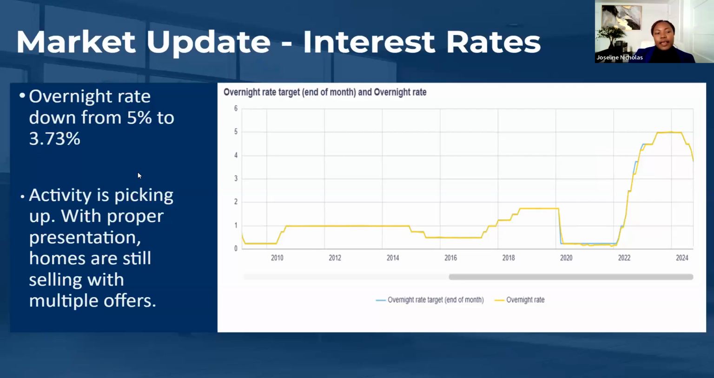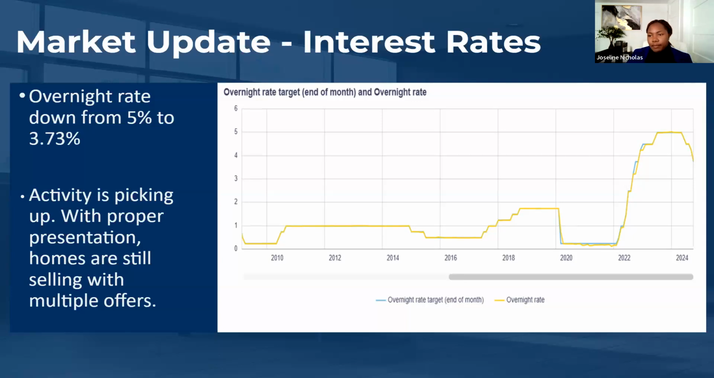And activity is picking up in the market. Of course, with proper presentation, homes are still selling with multiple offers. In fact, this week I had a client that I was working with, and we were on the buy side. We bid on a couple properties, and some homes had like 8, 9 offers. And that is very surprising because we haven't seen much of that in the past few months. In this case, one of the homes was listed around 700 and it sold for 900.